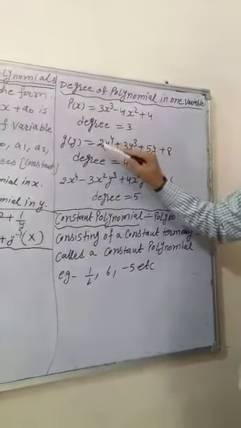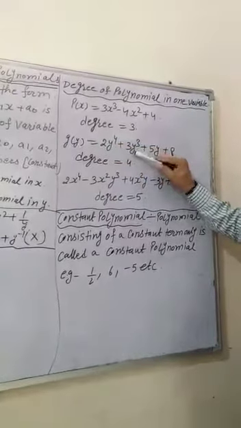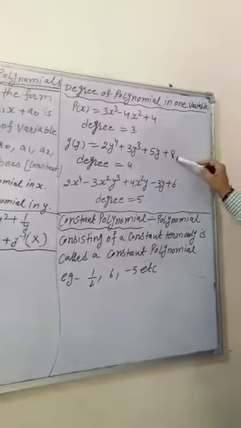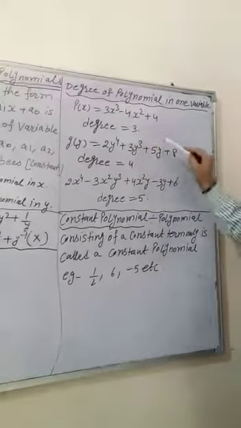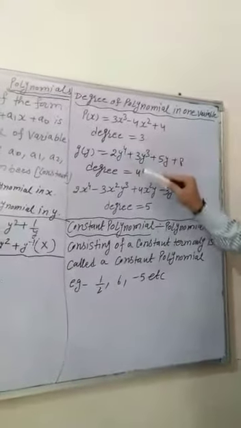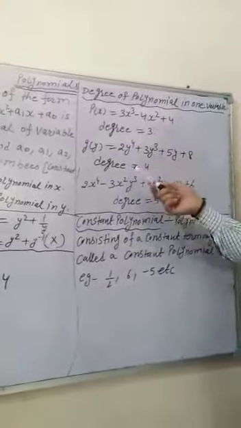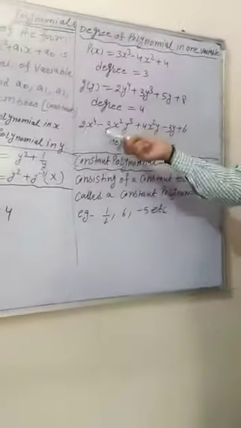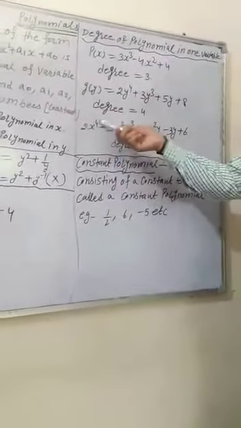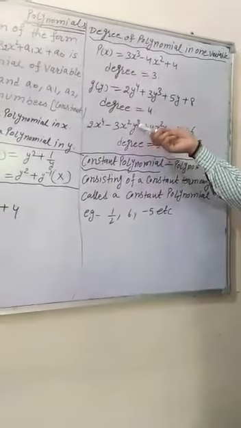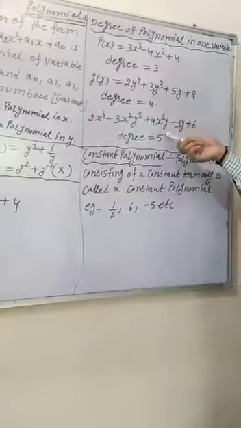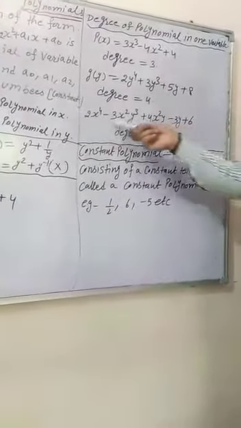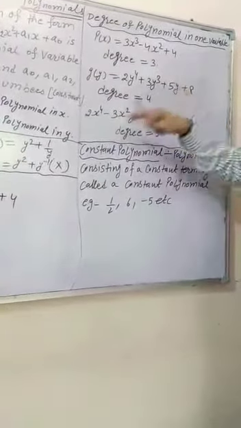Now the next example, 2y⁴ − 3y³ + 5y + 8. In this situation, the degree of the polynomial is 4. Now I am taking one example in terms of two variables also. For example, I am taking this situation, 2x⁴ − 3x²y³ + 4x²y − 3y + ..., this is the case of a polynomial in two variables.